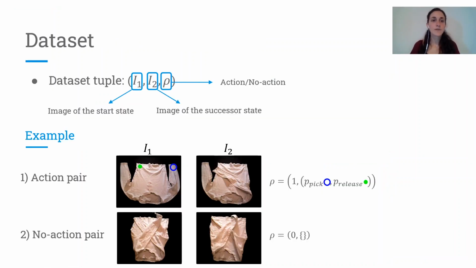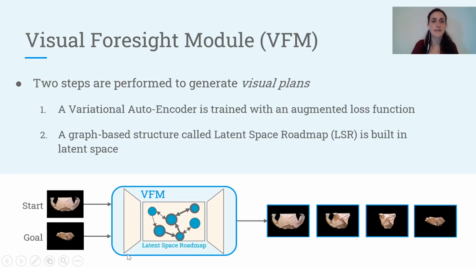So our approach relies on a dataset composed of the following tuples, where the first element of the tuple is the image of the start state, then we have the image of the successor state, and then we have the information of whether there is an action or a no action between these states. So for example, here we have a first example of action pair where there is an action between these two states, and then we have a no action pair where there is no action between these two states. So on the basis of this dataset, we can build our visual foresight module that produces the visual plans.